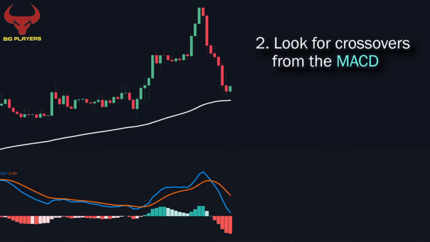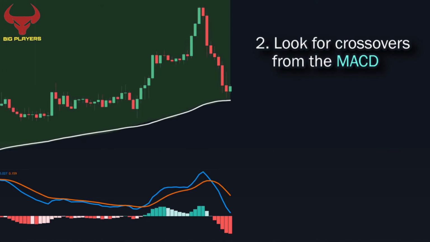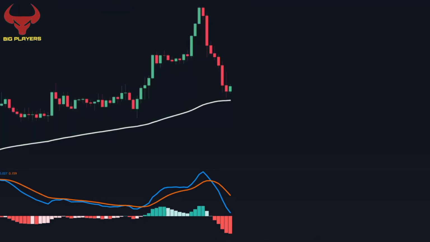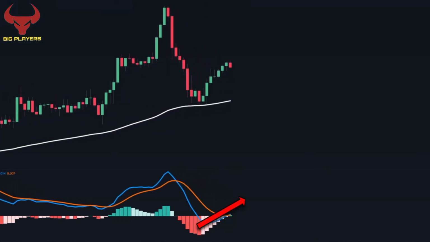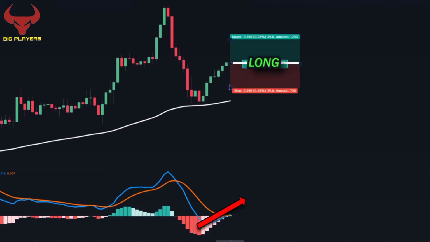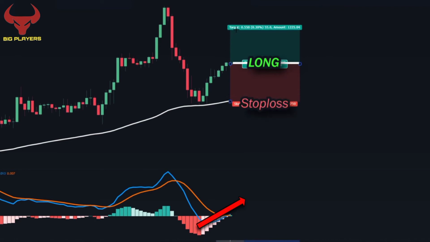So in this particular example, we can see that the long-term trend is up, meaning we only take signals when the MACD crosses over upwards. And so here's where you want to take a long position. Now for your exit strategy, you can place your stop loss at the nearest swing low and set your profit target at 1.5 times your stop loss.